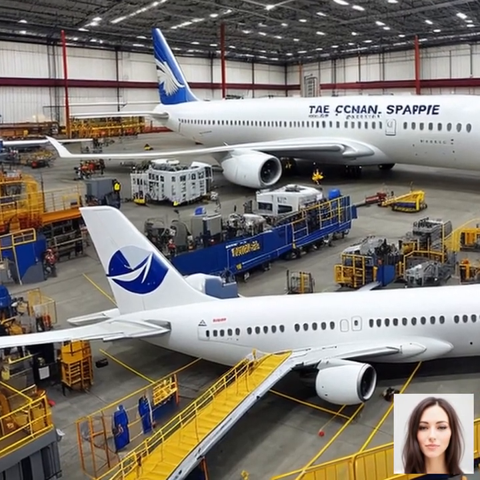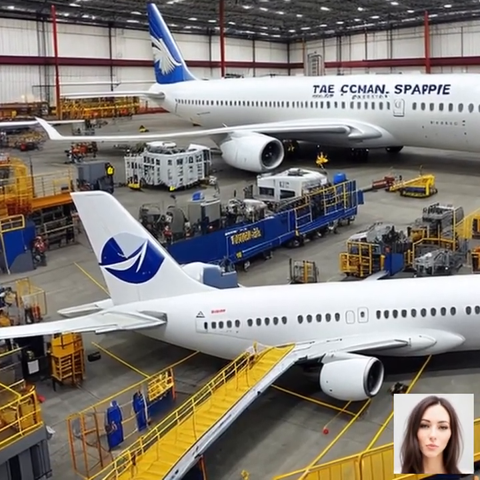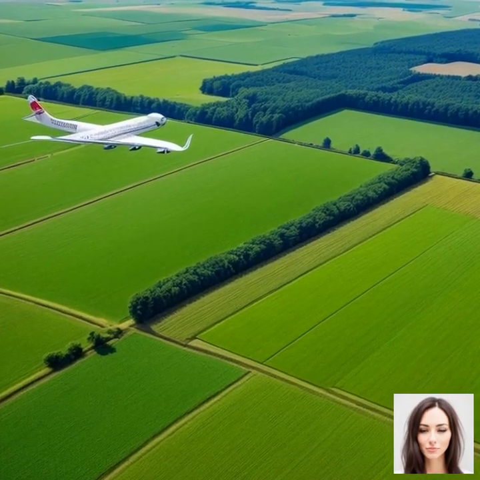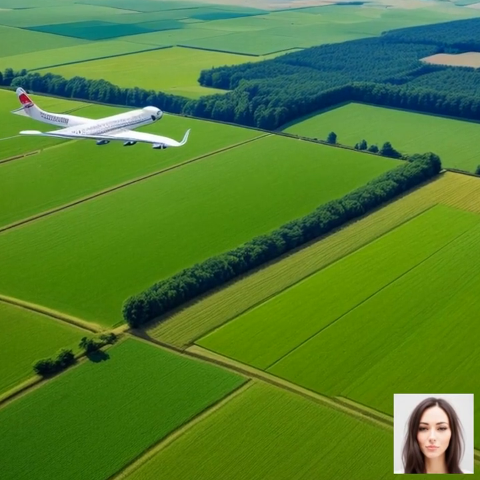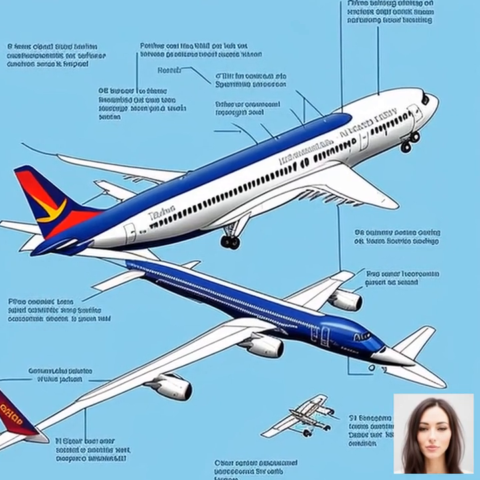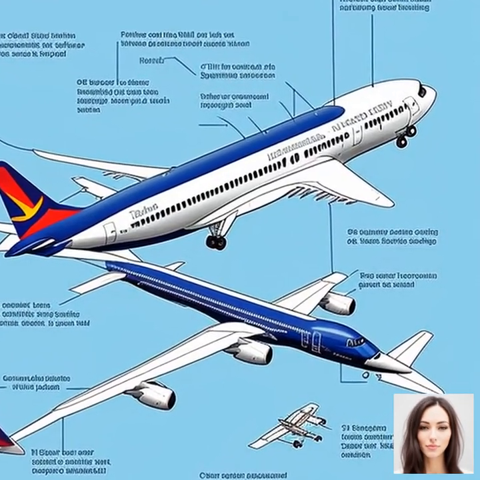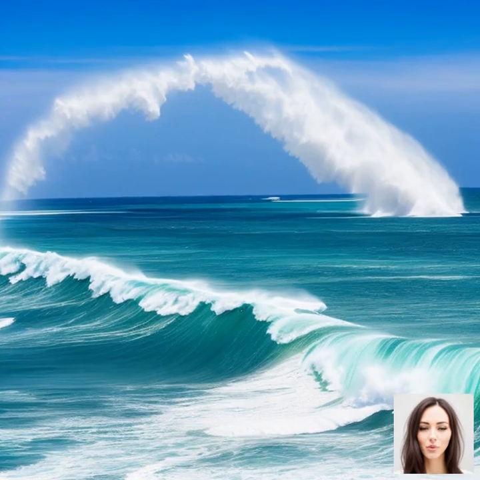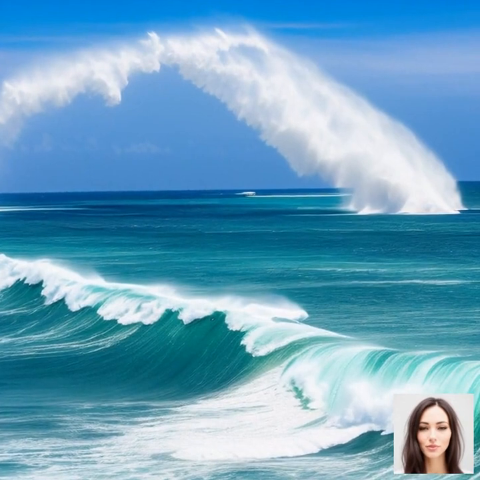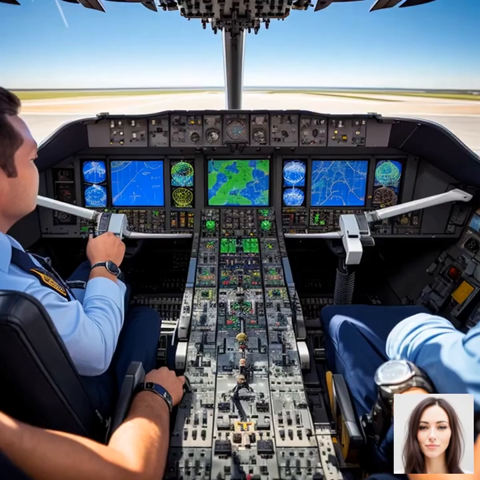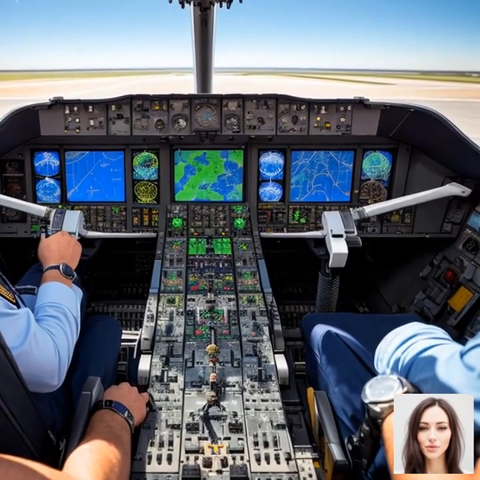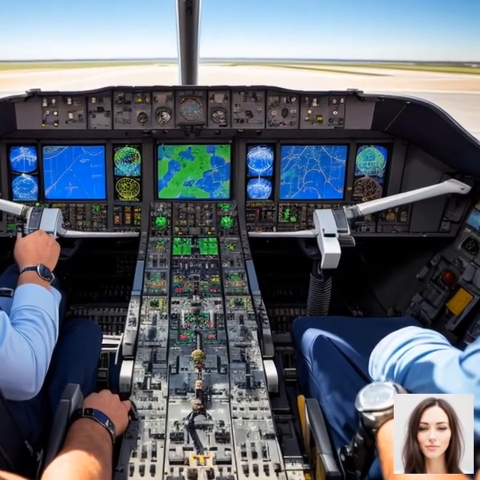Finally, we have weight. Weight is the force that acts downward due to gravity and tries to pull the airplane back to the ground. The weight of an airplane includes its own mass and the mass of everything inside it, such as passengers, fuel, and cargo. To maintain a stable flight, the lift force must be equal to the weight force, so the airplane neither climbs nor descends.